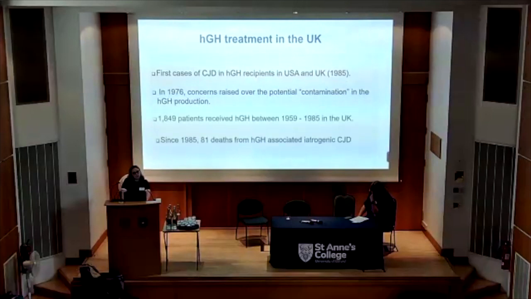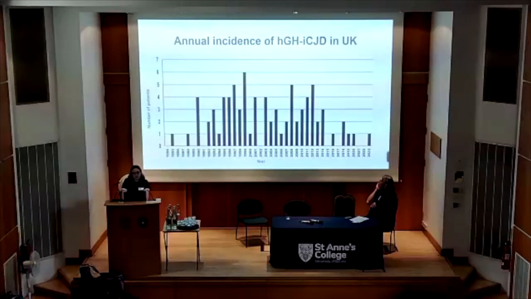Now, over the human growth hormone programme, over 1,800 patients were treated. And since 1985, there have been 81 deaths from human growth hormone associated iatrogenic CJD. If we look at the annual incidence, we can see that somewhat reassuringly, the numbers seem to be in decline, but as we've pointed out, we still do see some deaths, and as recently as this year.